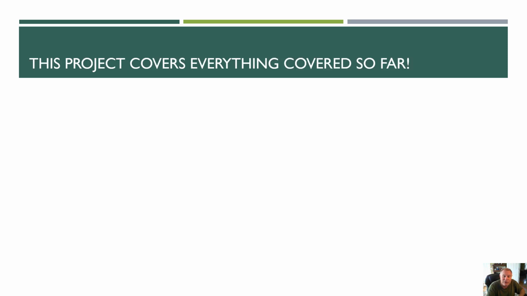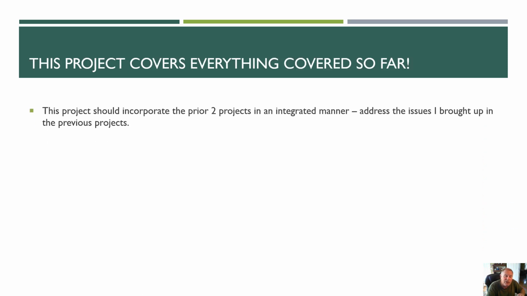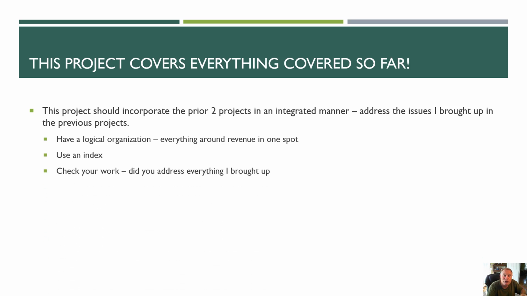This covers everything that's been covered so far. This project should incorporate the prior two projects. Okay, make them as one document. Make sure you address the issues I brought up in the previous project so you don't lose any points on that. Have a logical organization. Everything around revenue in one spot. Use an index. Check your work. Did you address everything I brought up?